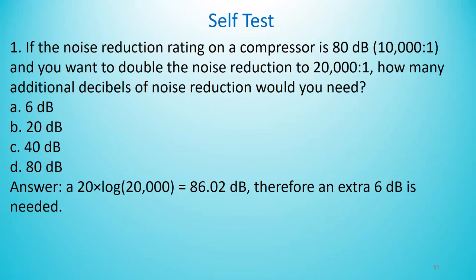If the noise reduction rating of a compressor is 80 dB, and you want to double the noise reduction to 20,000 to 1, an extra 6 dB is needed. How many additional decibels of noise reduction are needed?